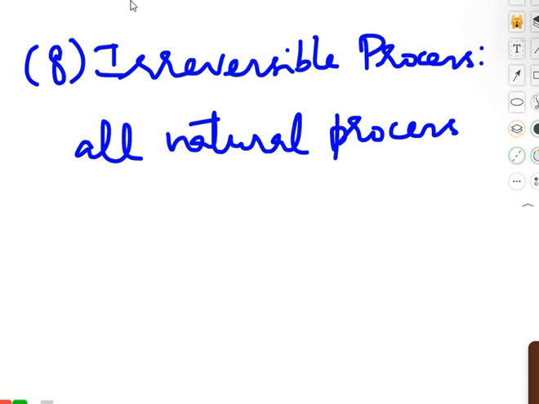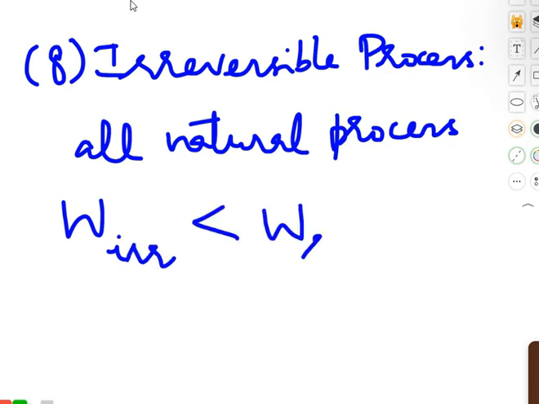The total work done in an irreversible process will be less than the work done in a reversible process, which we will be seeing in our following classes.